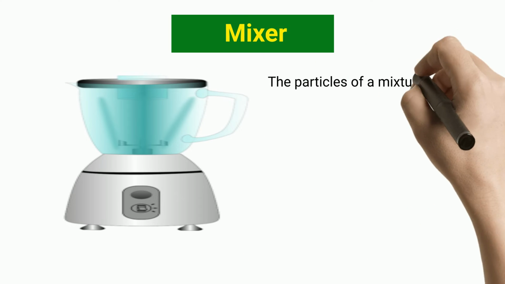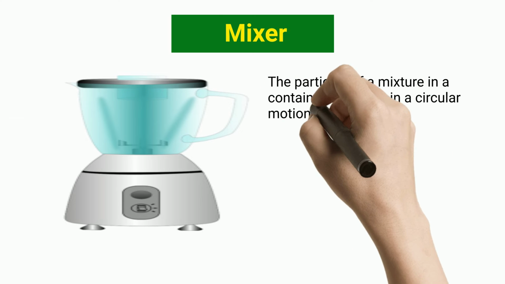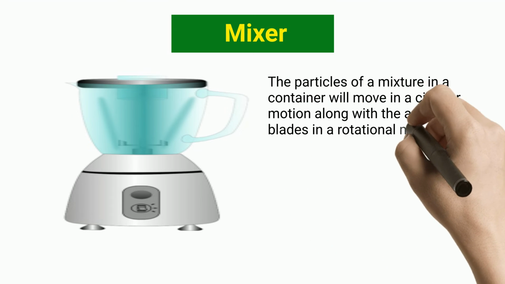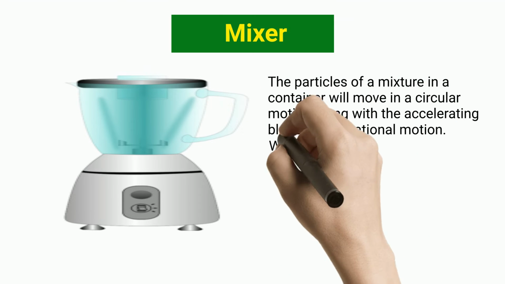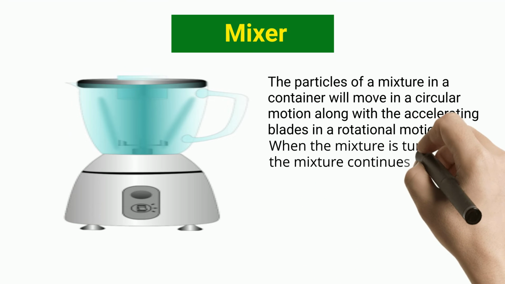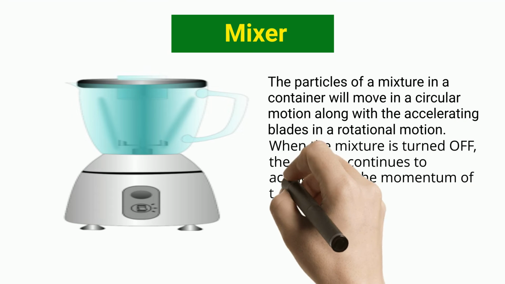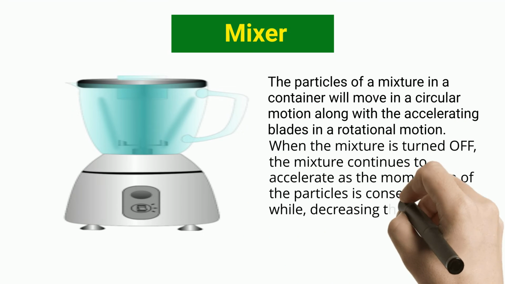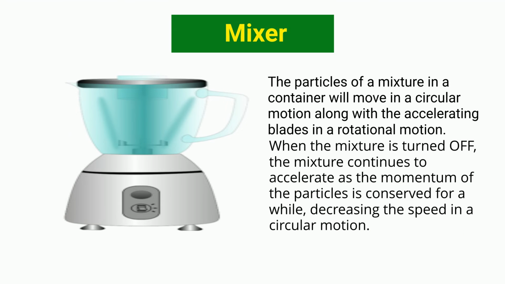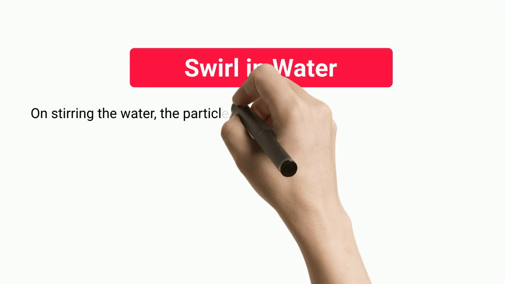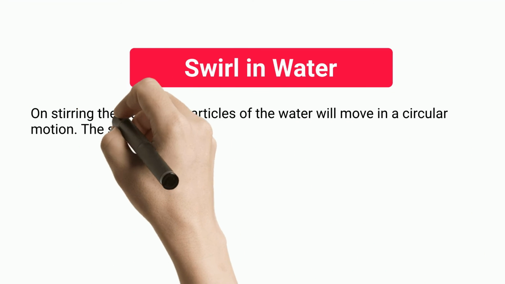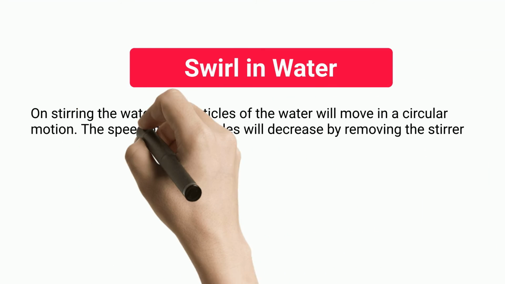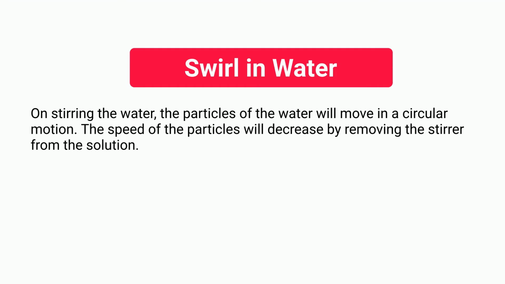Mixer. The particles of a mixture in a container will move in a circular motion along with the accelerating blades in a rotational motion. When the mixer is turned off, the mixture continues to move as the momentum of the particles is conserved for a while, decreasing the speed in a circular motion. Swirl in water. On stirring the water, the particles of the water will move in a circular motion. The speed of the particles will decrease by removing the stirrer from the solution.